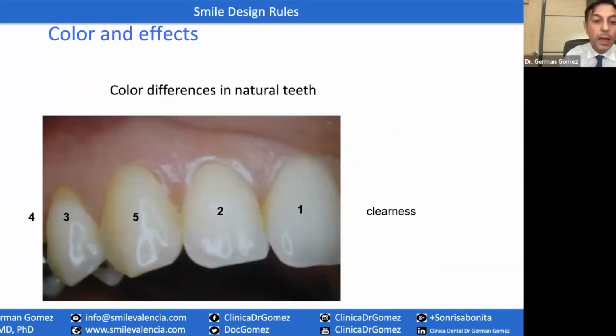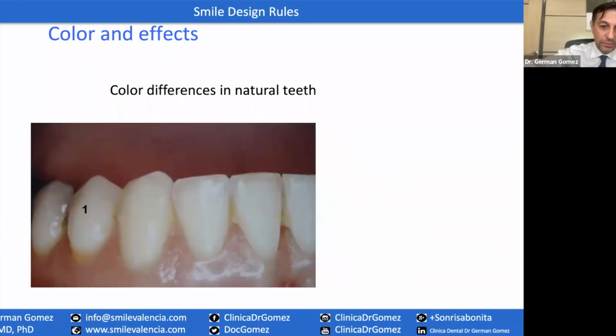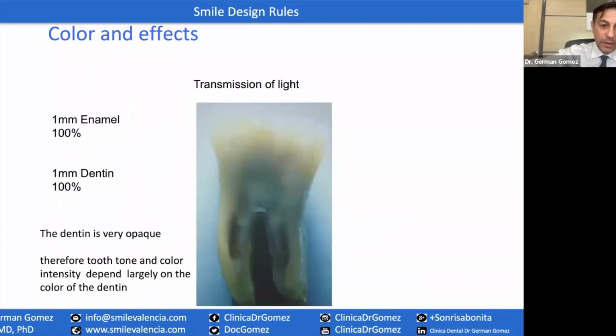Okay, in a natural smile. Now, if we do veneers, we tend to do all in the same color. Bluish, yellowish. In the lower jaw, it is 1, 2, 3, 4, and 5.